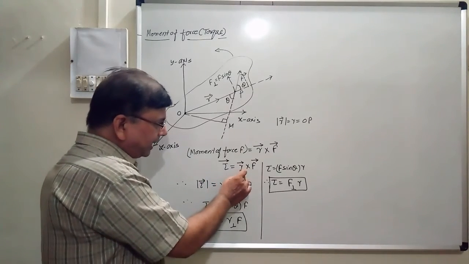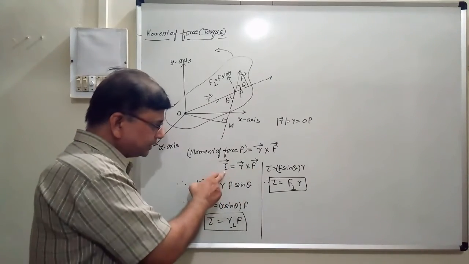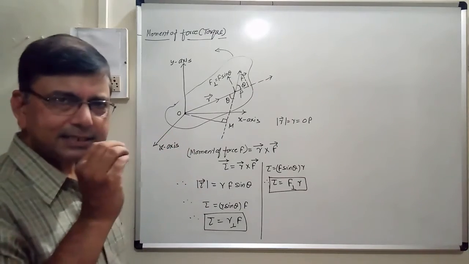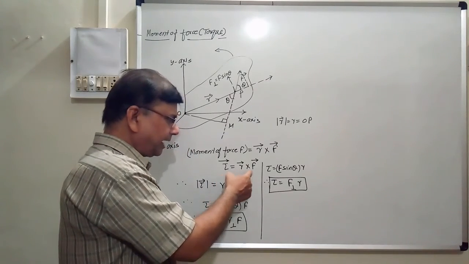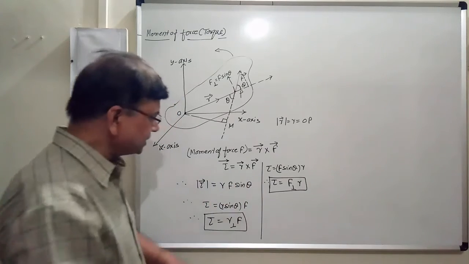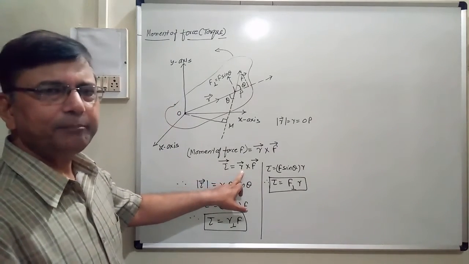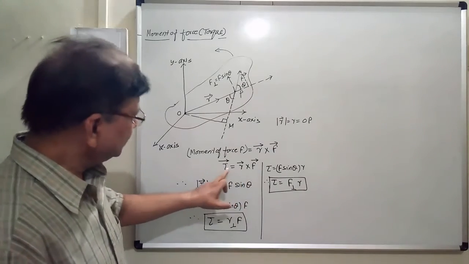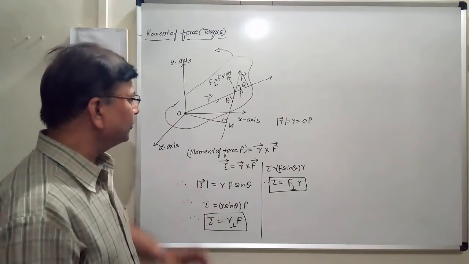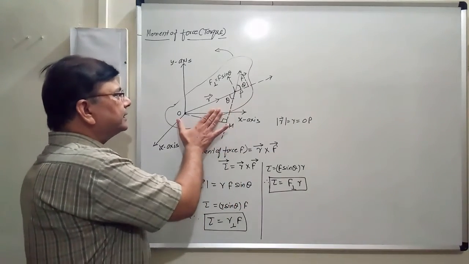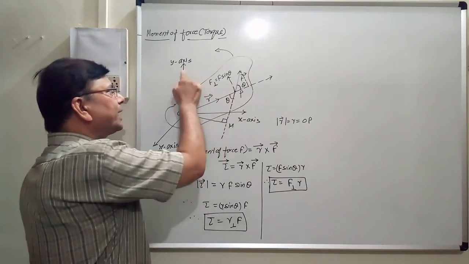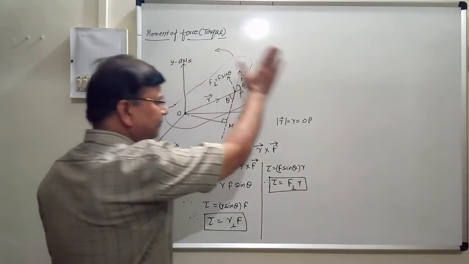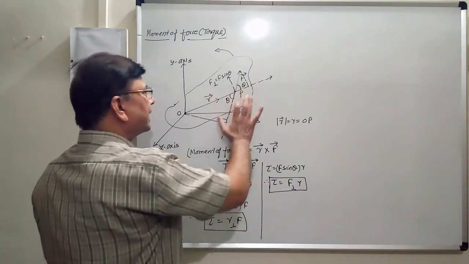As we know, r cross F is equal to tau. Now tau is a vector which is perpendicular to both r as well as F, the force and the position vector of the point P at which force is applied. So this torque is perpendicular to both. You see, this r and F, in which plane is it? It is in the xy plane, the plane of the board.